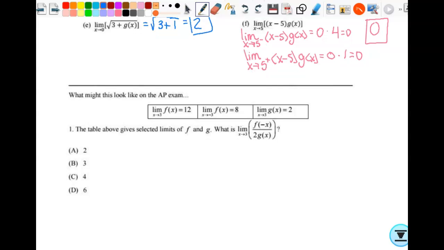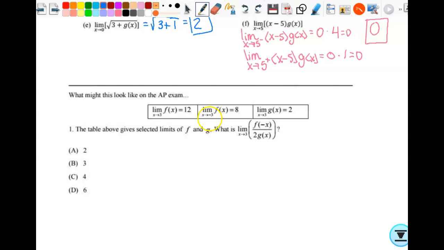Let's look at what it might look like on the AP exam. So the table above gives limits of f and g. What is the limit as x approaches 3 of f of negative x over 2 times g of x? So what's with the negative sign? What do you think that means? If I want to know as x approaches 3, that means I really want to know here as x approaches what? -3.